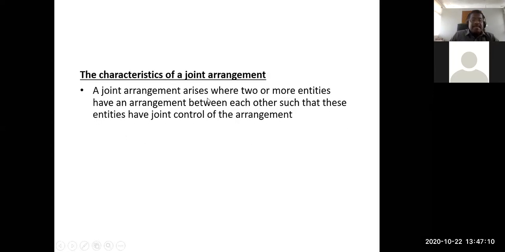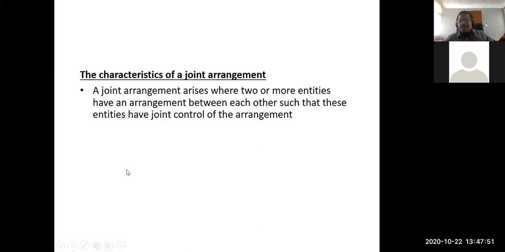Characteristic of joint arrangement is: a joint arrangement arises where two or more entities have an arrangement between each other such that these entities have joint control of the arrangement. Two or more parties, not only two. Maybe in a joint arrangement there are three parties, but equally they are sharing. That's the idea. No one is dominating in this team.